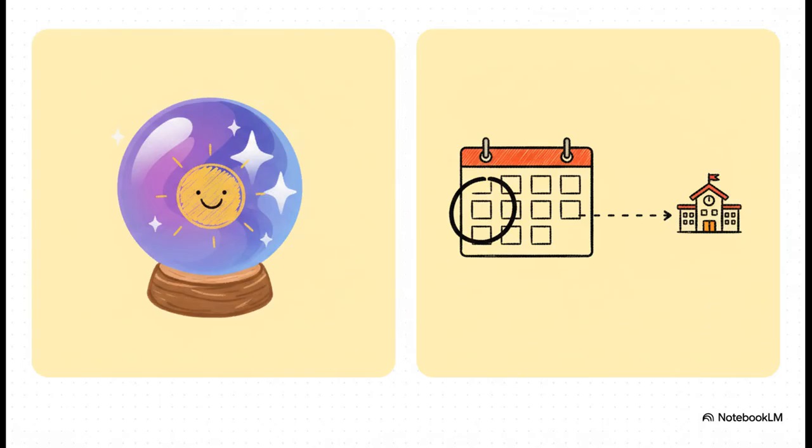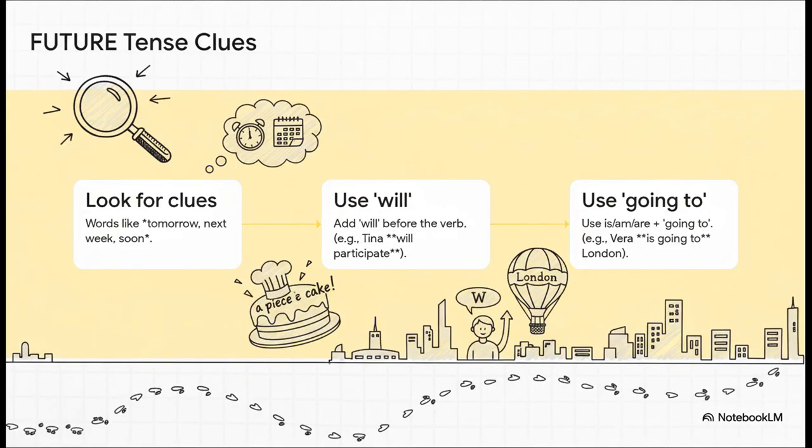Now, there are 2 main ways we talk about the future. We often use the word will for predictions or promises, like we think it will be a sunny day. But when we have a definite plan, something that's already arranged, we usually use going to. For example, Jane and her sister are going to walk to school. That sounds like a solid plan, right? So your detective clues for the future are words like tomorrow, next week, or soon.